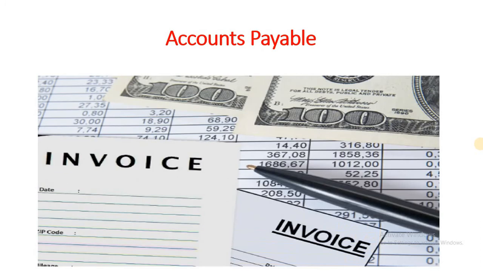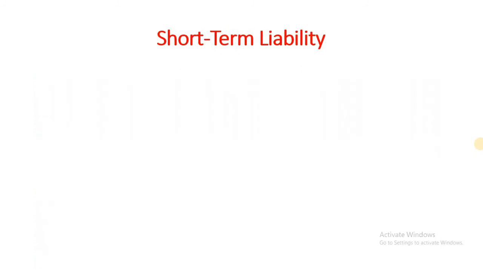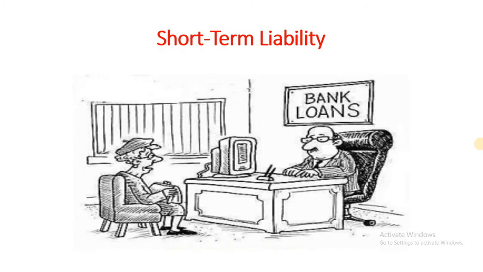Now, invoices are accounts payable for the companies. These invoices need to be paid within a short period of time, and these are current liabilities for the companies. In the meantime, bank loans which are needed to be repaid within 1 year are short-term liabilities for the firm.